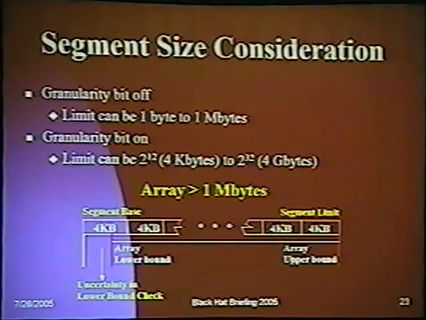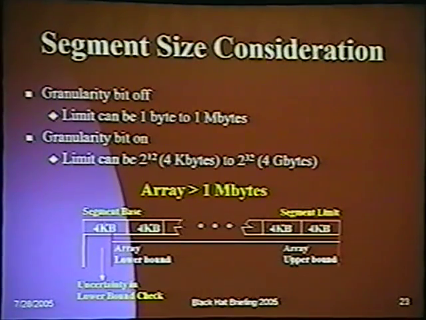But in order to do this, I actually have to specify this in terms, I'm sorry. When the granularity bit is on, the unit is actually 4K byte, not 1 megabyte. So whenever I allocate a segment for this particular array, which is larger than 1 megabyte, I have to allocate the smallest integral multiple of 4K bytes for this particular array. And that's what that yellow line represents.